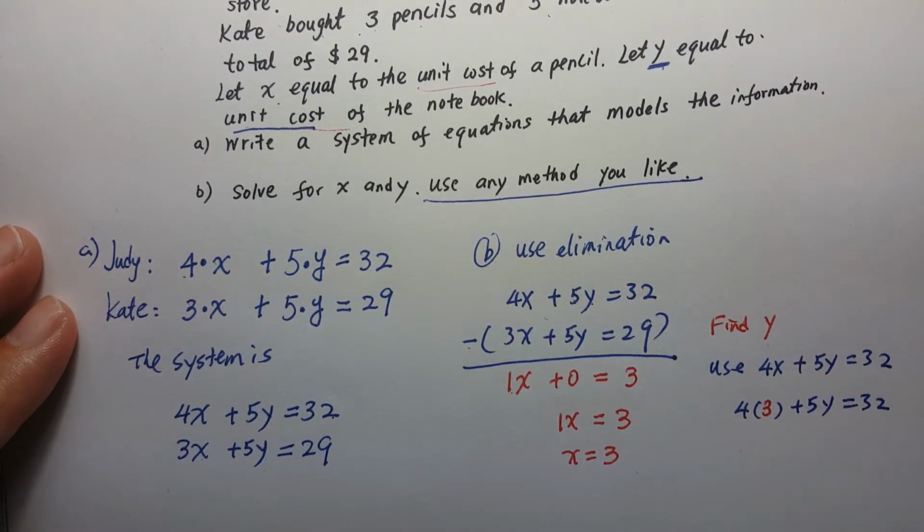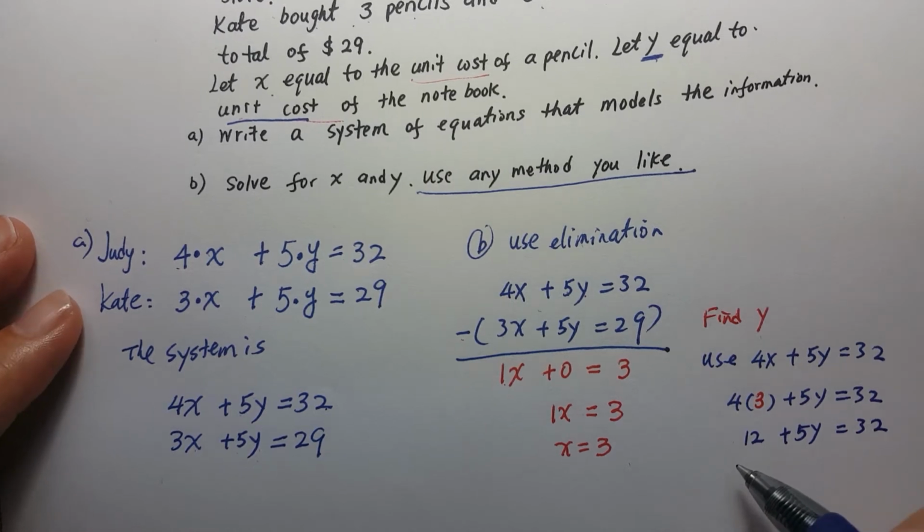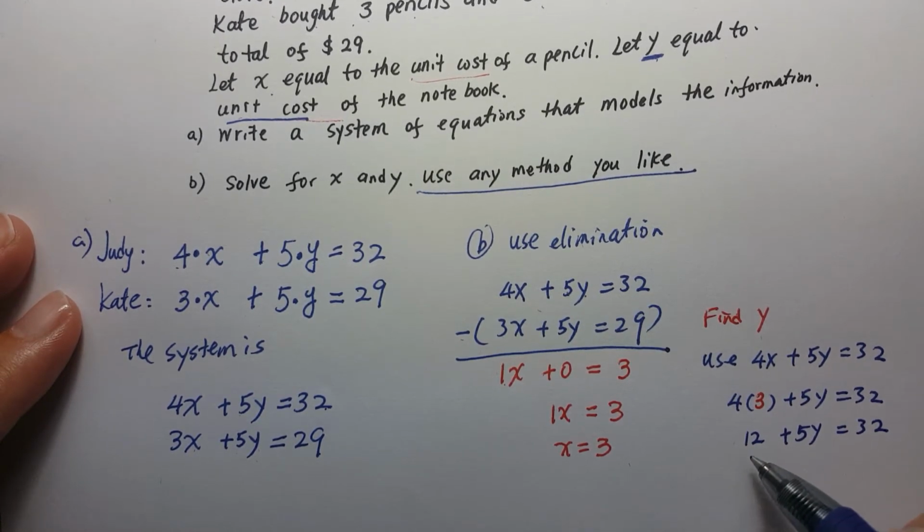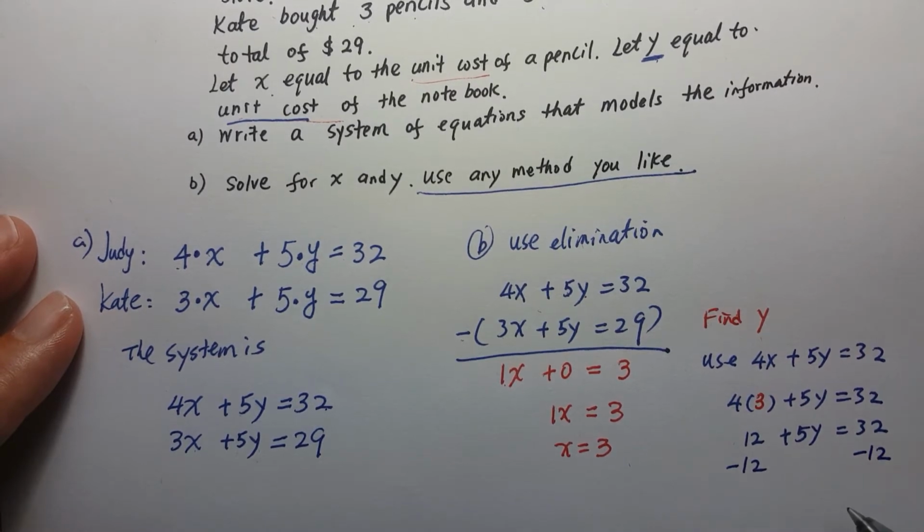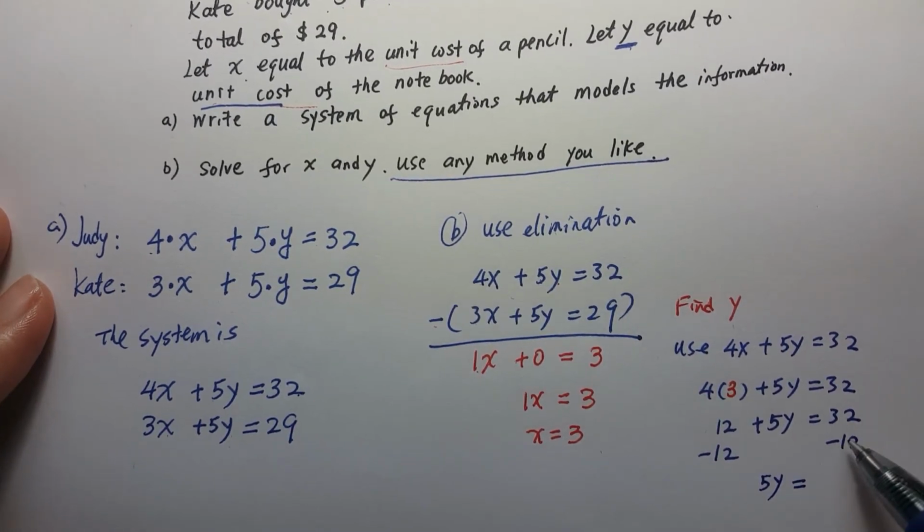So now 4 times 3 is 12, and then plus 5y equal to 32. You want to make the 12 disappear. So 12 minus 12 equals 0. So therefore minus 12 on both sides. So this cancels and becomes 0. I have 5y left over equal 32 minus 12.